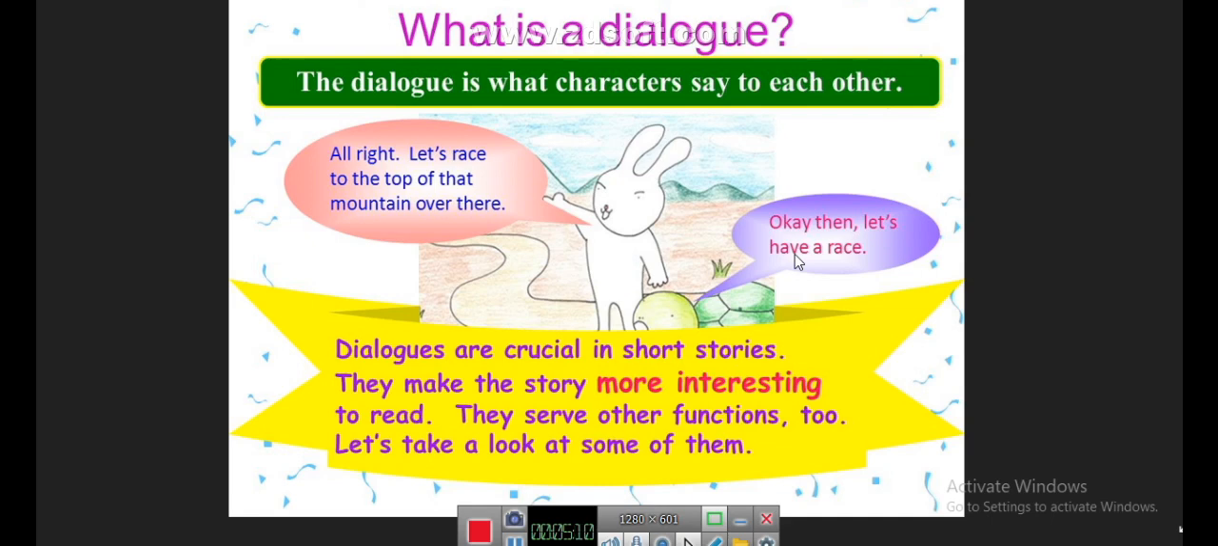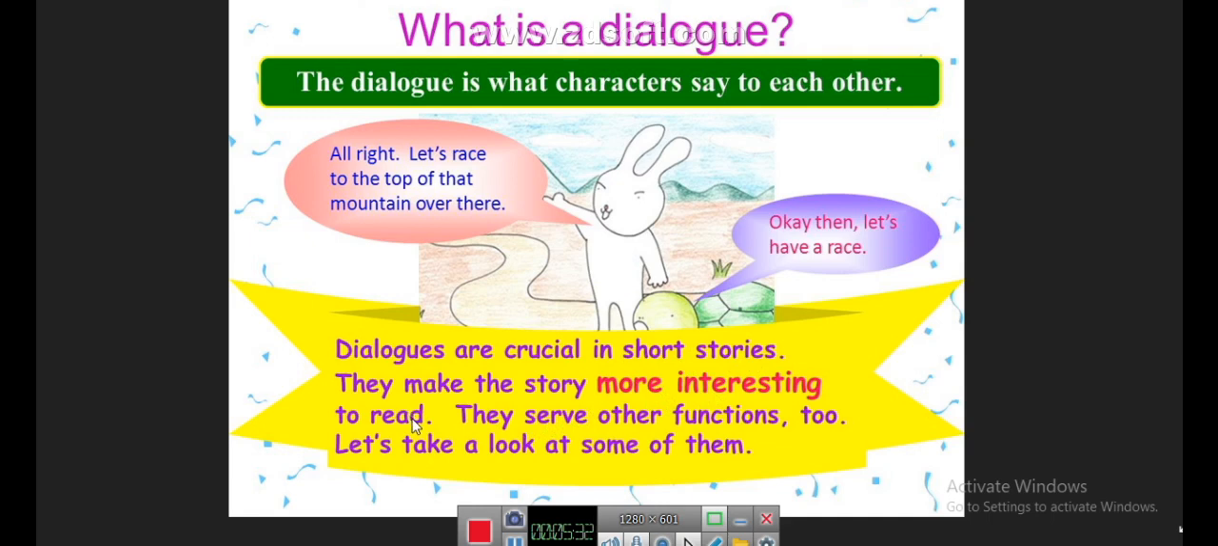When you are speaking with someone else about anything, this is a dialogue. For example, you're speaking with your mom. This is a dialogue, okay? So dialogues are important in short stories and they are important also in realistic fiction stories. They make the story more interesting to read.